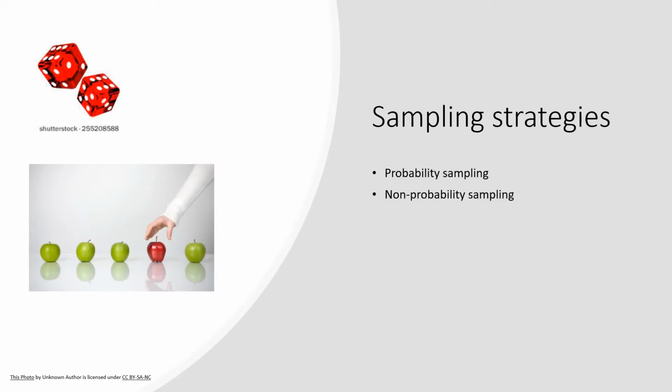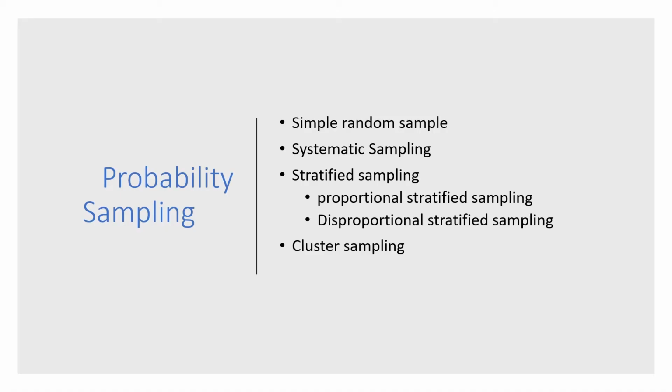There are two categories of sampling techniques: probability and non-probability sampling techniques. Probability sampling is the random selection of patients which reduces biases and ensures representative sampling. The list of probability sampling includes simple random samples, systematic samples, stratified sampling, proportional stratified sampling, disproportional stratified sampling, and cluster sampling. Let's break down these sampling methods before moving on to non-probability sampling.